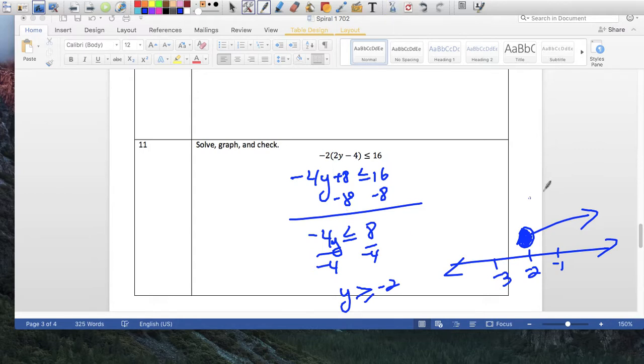I want to check. I will pick a number that is greater than negative 2 just to see, and I'll pick 0 because 0 is on this side, and 0 makes life easy. I get negative 2, and then 2 times 0 inside, minus 4, less than or equal to 16. 2 times 0 is 0. 0 minus 4 is just negative 4, and negative 4 times negative 2 is 8. 8 is less than 16. Check.